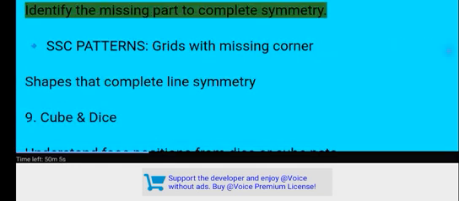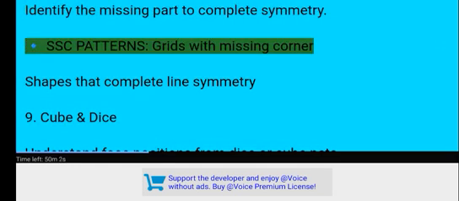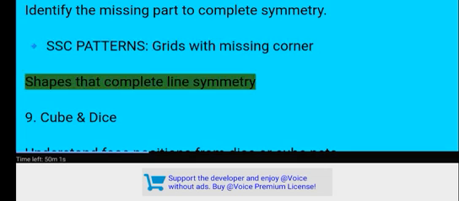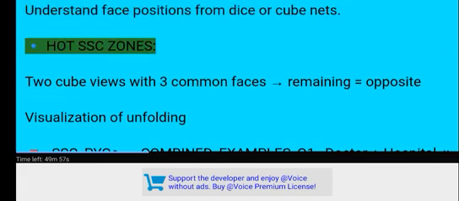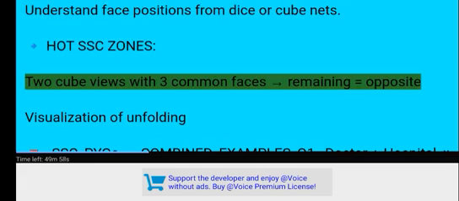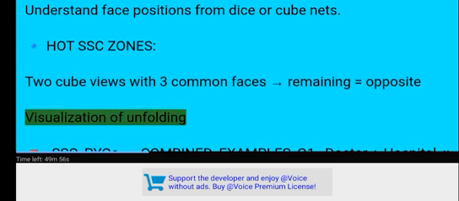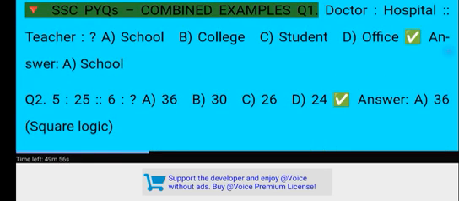8. Figure completion: identify the missing part to complete symmetry. SSC patterns: grids with a missing corner, shapes that complete line symmetry. 9. Cube and dice: understand face positions from dice or cube nets. Hot SSC zones: 2 cube views with 3 common faces → remaining equals opposite. Visualization of unfolding. SSC PYQs, combined examples.